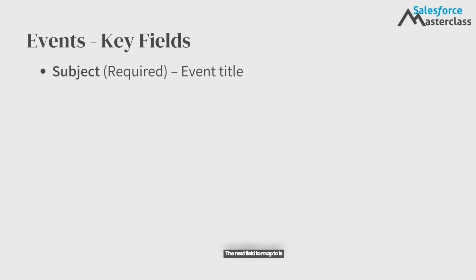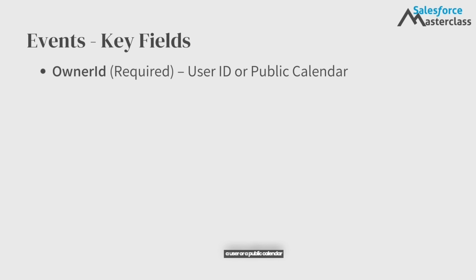The next field to map to is subject. If the data you're migrating from doesn't have an applicable field with this data, you can create a subject by copying up to 255 characters from the event's description using Excel during your data prep. The event owner is either a user or a public calendar ID. Note that while tasks can be owned by users or queues, events cannot be owned by queues.